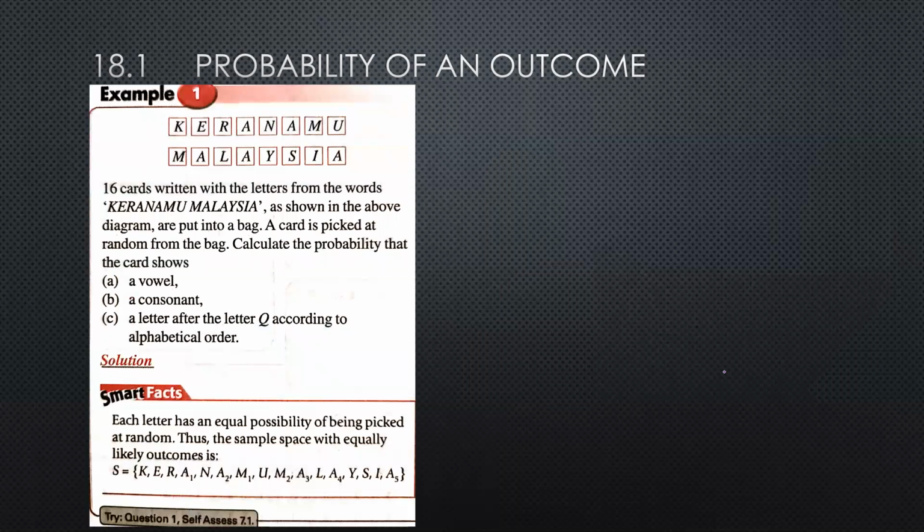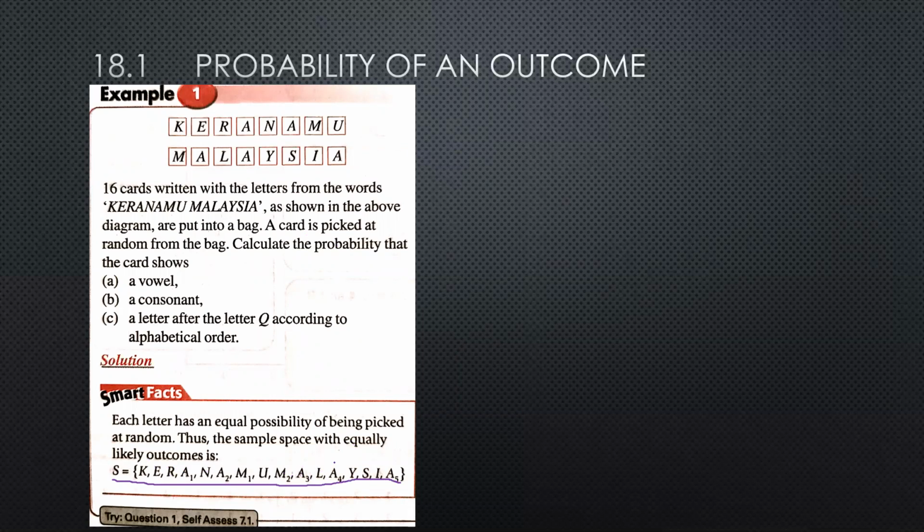Let's see example 1. 16 cards written with the letters from the words Kuala Malaysia, as shown in the above diagram, are put into a bag. A card is picked at random from the bag. Calculate the probability that the card shows a vowel. First, you need to look for the sample space. Every card you have is your sample space. You have 5 A's, you have 2 M's, and the rest are only 1.